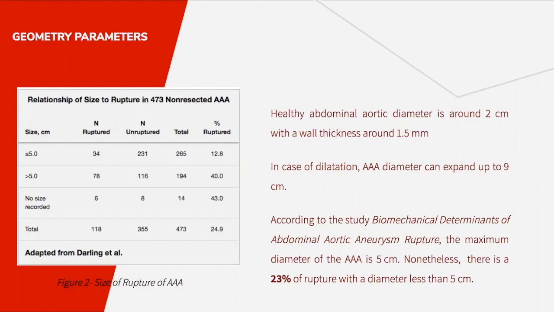So according to this study, the maximum diameter of an aneurysm is 5 centimeters. Nonetheless, there is a 23% rupture with a diameter that is less than these 5 centimeters. So it is very important to mention that the biomechanical based approach that we are proposing, by analyzing the flow of blood with different viscosities in these abdominal aortic aneurysms, may be superior to this commonly used maximum diameter criterion.